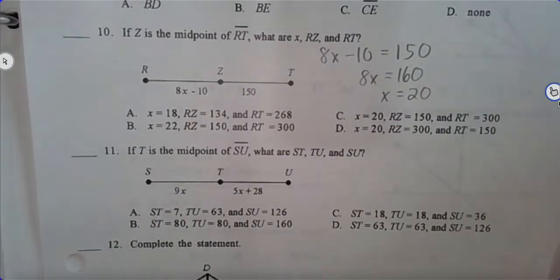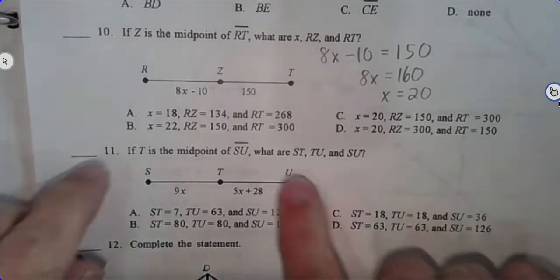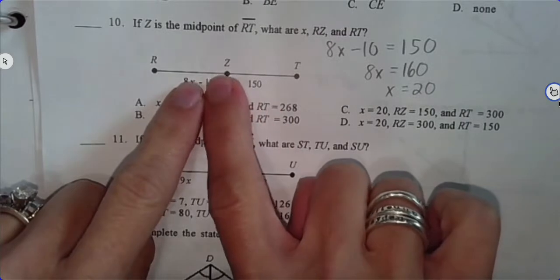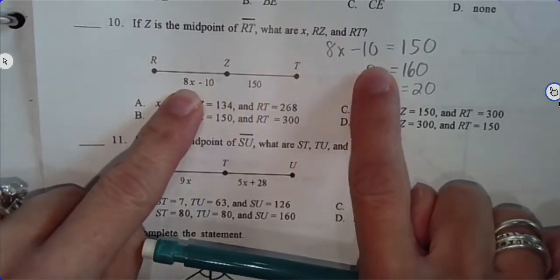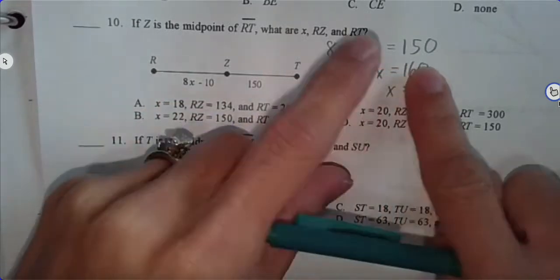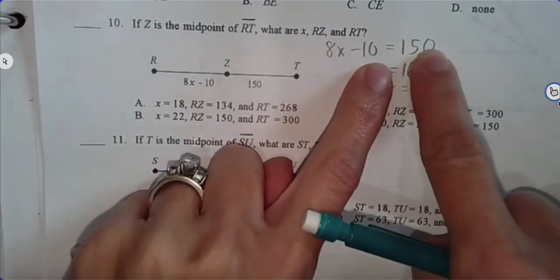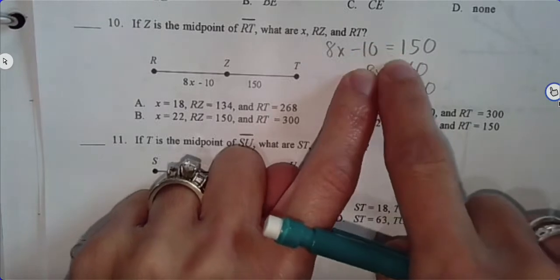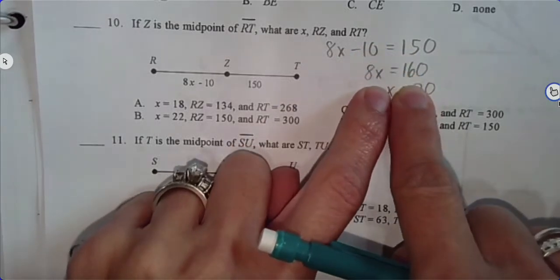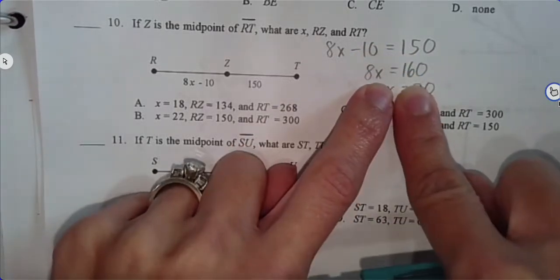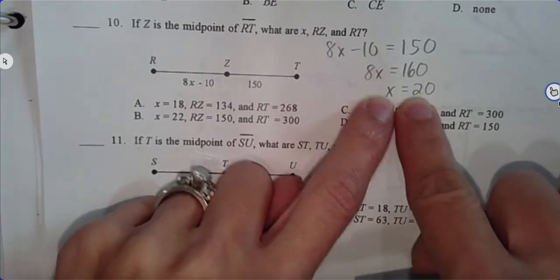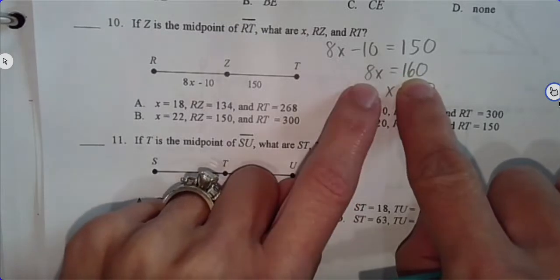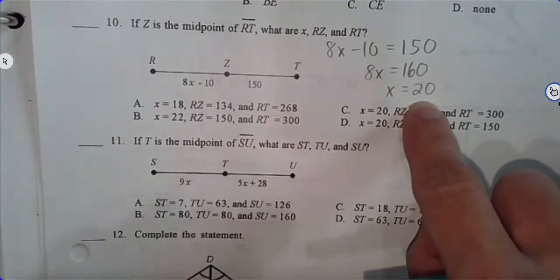Does anybody have any problem with that? If Z is in the middle, that means these 2 things are equal, so I wrote them as equal. Then it goes back to algebra. You have to move your 10 over here, so I add it. What's 150 plus 10? 160. Then I have to move the 8. The opposite of multiplying by 8 is to divide by 8. So 160 divided by 8 is 20.